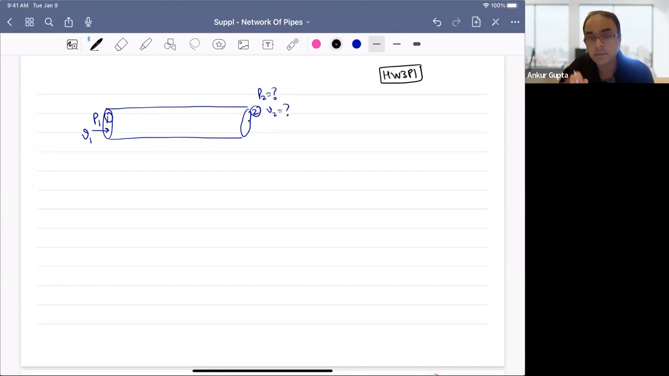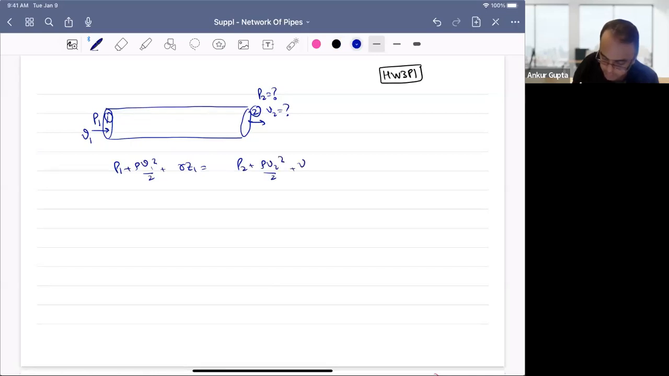I want to start with a very basic question. We have been given that there is only one pipe, just pipe P1, and we've been asked to calculate P2 and V2. Bernoulli's equation is valid in this case, which has also been given. Note that Bernoulli's equation says P1 plus rho V1 squared over 2 plus gamma Z1 is equal to P2 plus rho V2 squared over 2 plus gamma Z2.